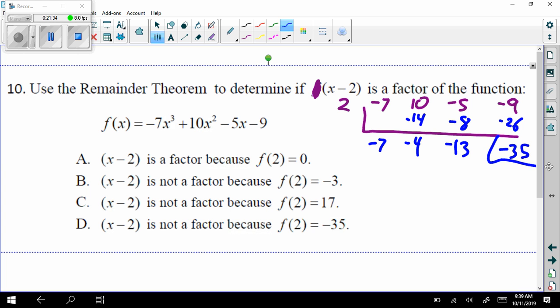Which means our remainder is not 0, which means it is not a factor. It's not a factor because our remainder is not 0. It's negative 35. Alternatively, you could just plug 2 in instead of doing synthetic division, because that's the same thing. But then you have to do a lot of multiplying that I don't want to do.